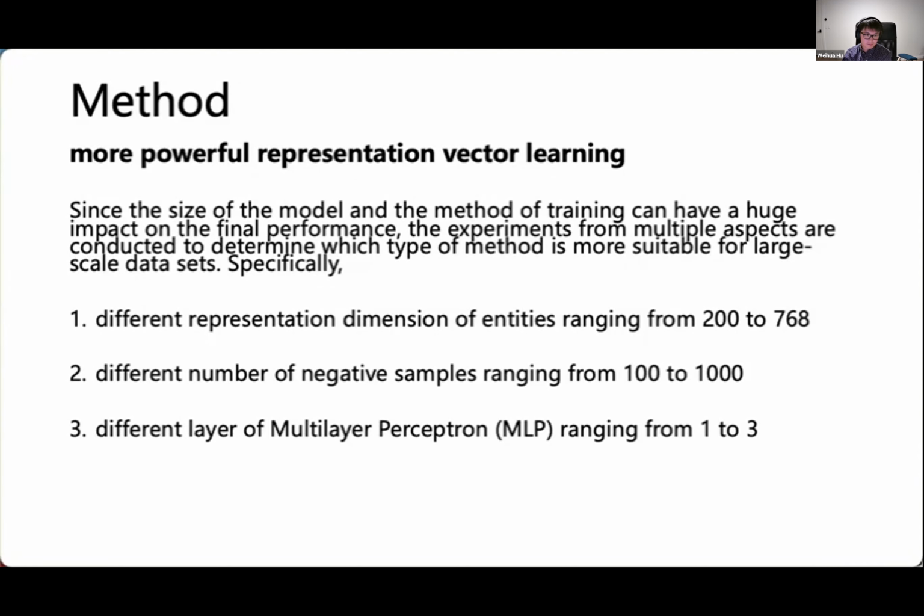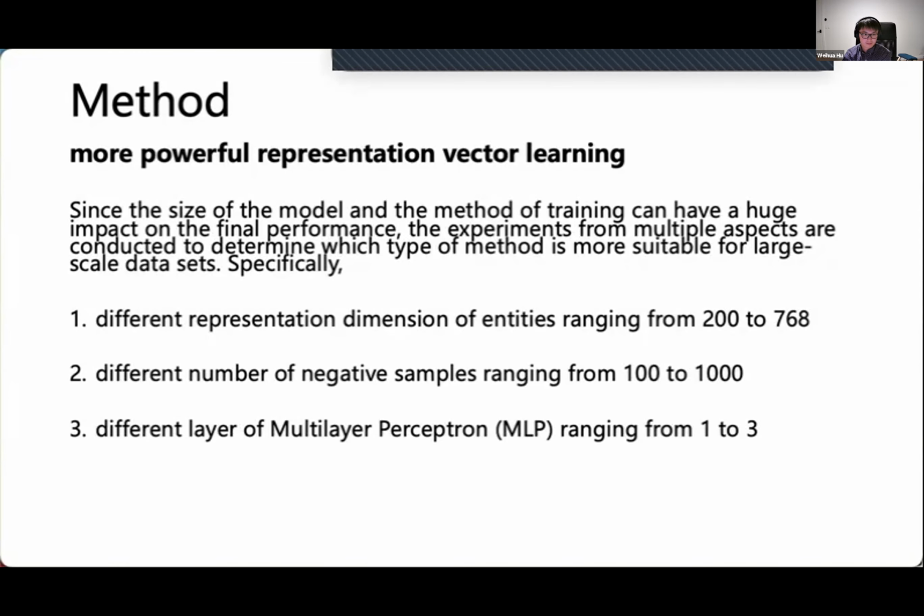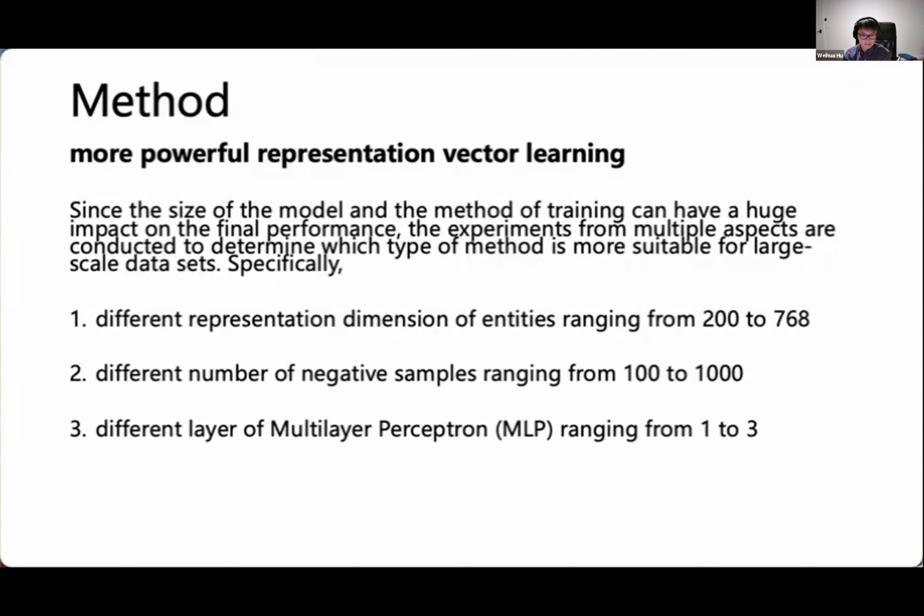Especially, 1. Different representation dimensions of entities ranging from 200 to 768. 2. Different numbers of negative samples ranging from 100 to 1000. 3. Different numbers of layers of multilayer perceptron ranging from 1 to 3.